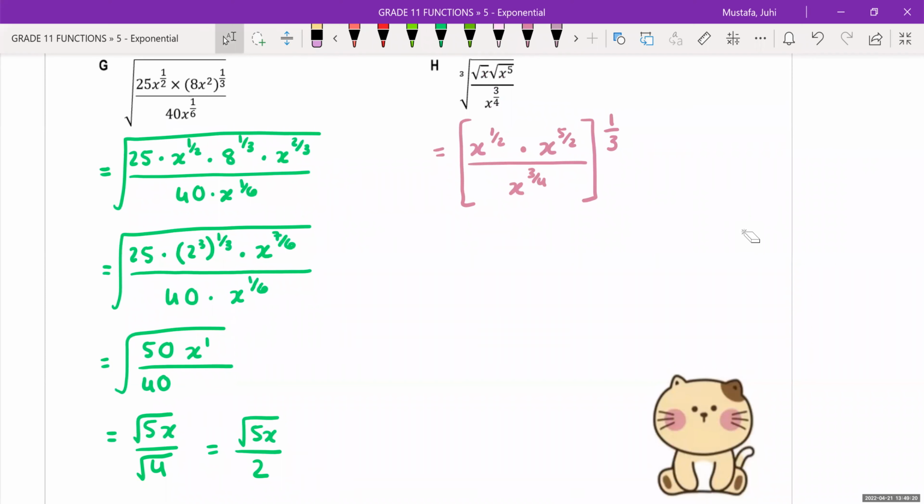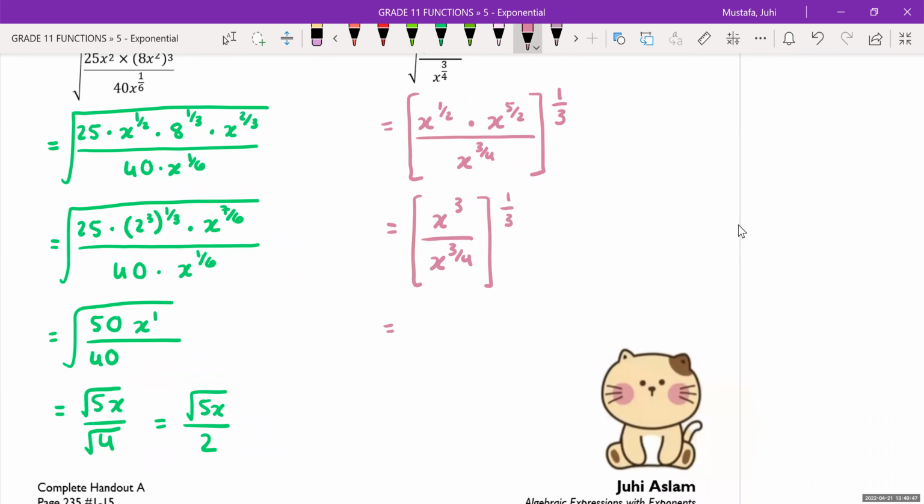All the bases are x's, so we can use power laws and simplify it completely. To do that, the first part is going to be a half plus 5 over 2, which is just 6 over 2, which is just 3. So this is going to be x to the power of 3 all over x to the power of 3 over 4, all to the power of 1 over 3. Marzouk, did this answer your question? Okay.